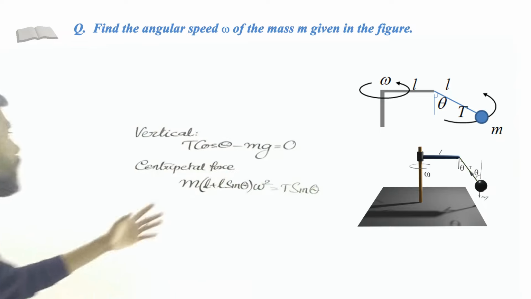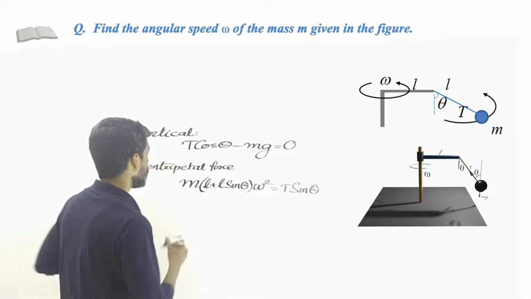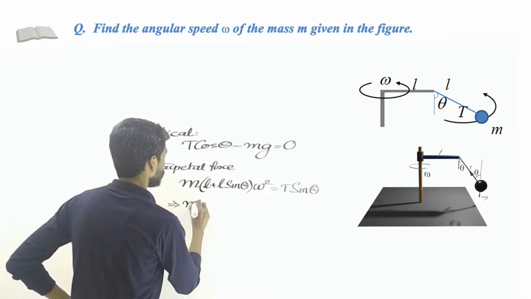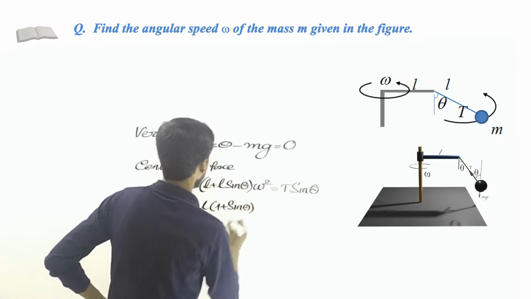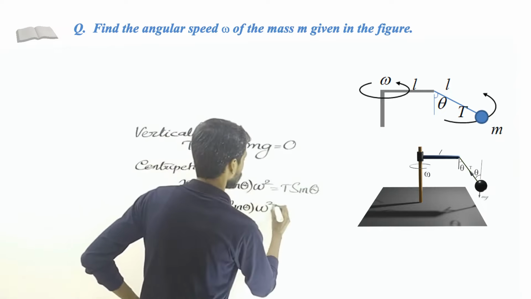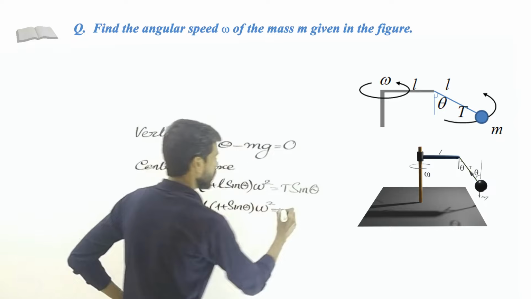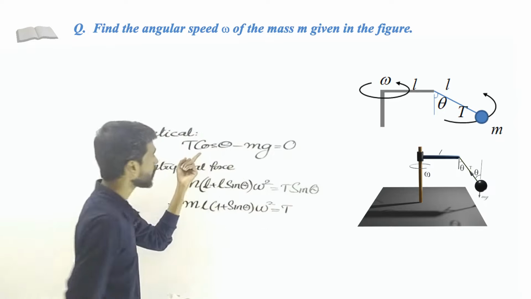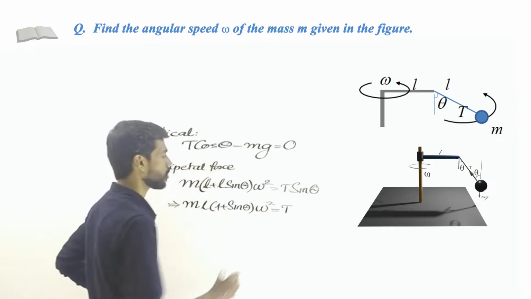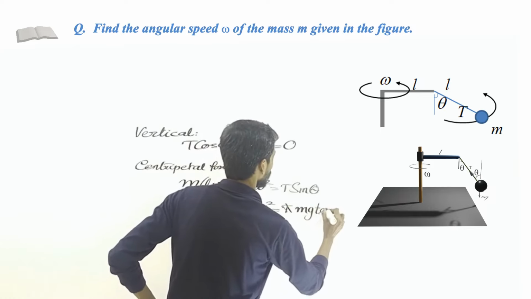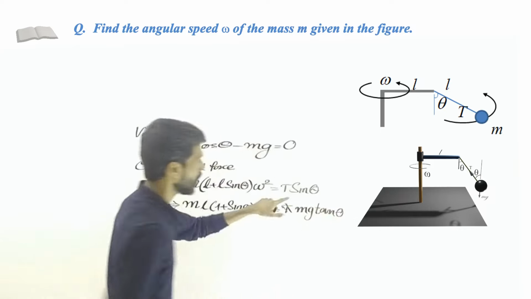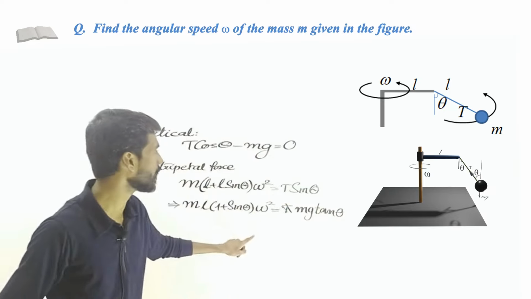So let us find this by simplifying this. So here M L, it is 1 plus sin theta and then omega square. So that equals T. But T value is what? Mg divided by cos theta. So instead of T, we can substitute that Mg divided by cos theta. So we can write it as tan theta, right? Because sin theta divided by cos theta. So that is tan theta.